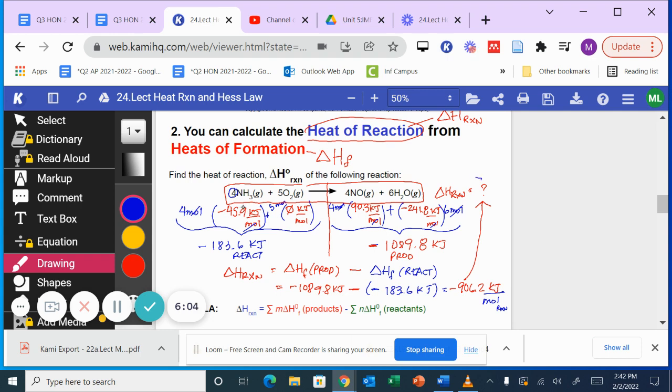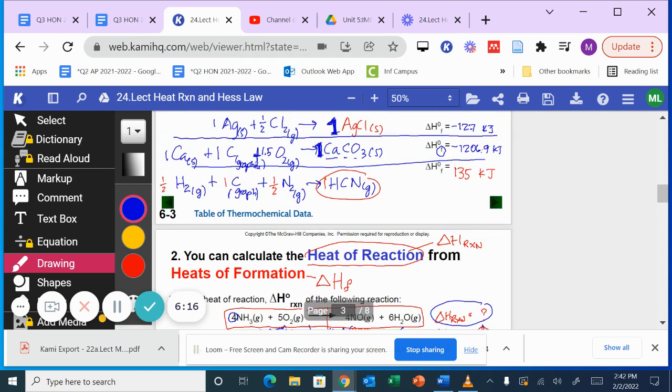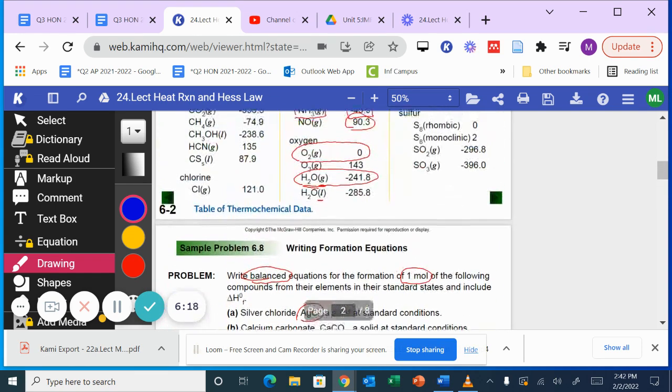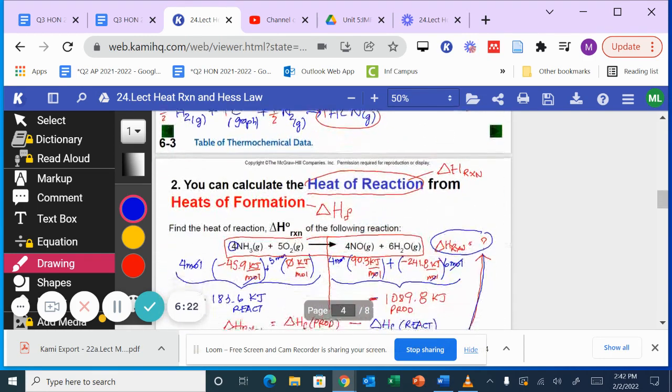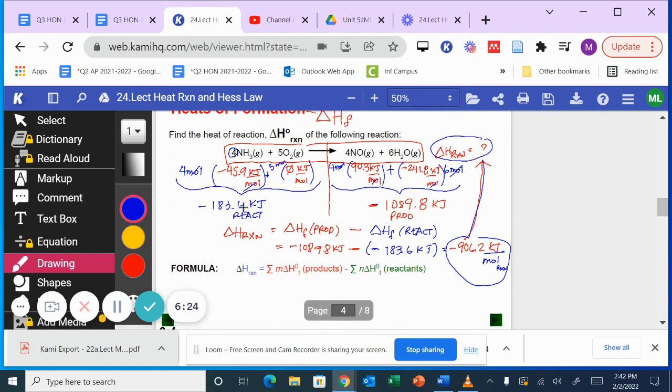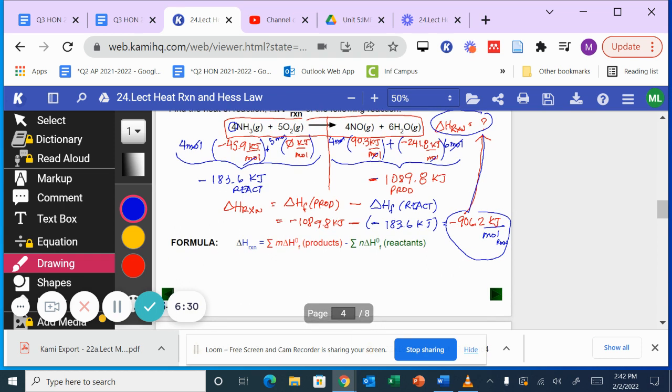I just found the heat of reaction. For this chemical reaction, did I have to go to the lab? No, I didn't. I got the heat of reaction by using the tabulated heats of formation, and all I had to do was add the products minus the reactants, and I got my heat of reaction.